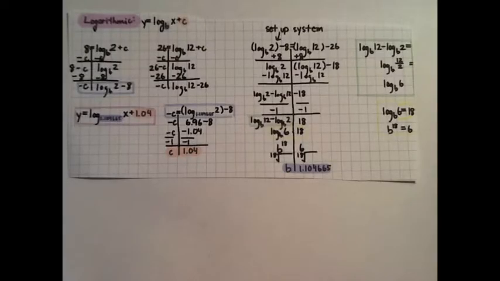The structure for a logarithmic equation is y equals log base b of x plus c. We took the points (2, 8) and (12, 26) and put them back into the structure to set up a system of equations. Then we solved that system for b to get 1.104665. Then we took the number we got for b and put it back into the system of equations and solved for c, which was 1.04. We took what we got for b and c and put them back into the structure to get the equation y equals log base 1.104665 of x plus 1.04.